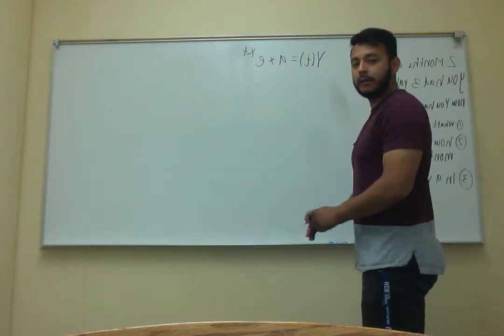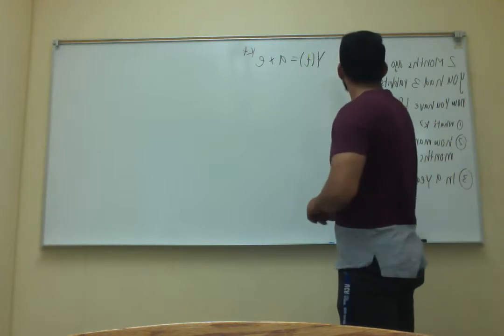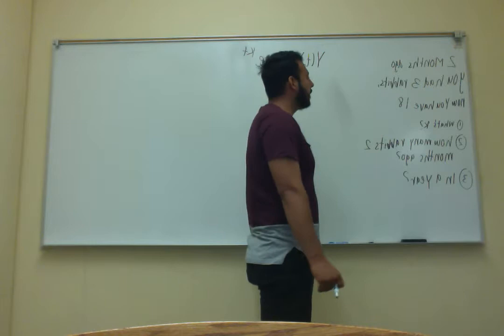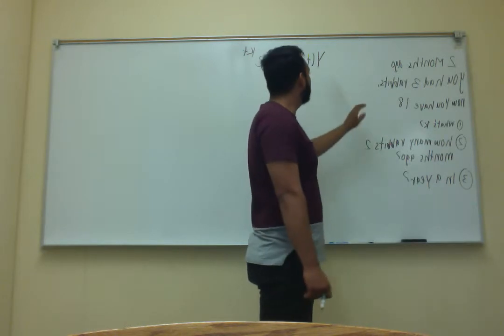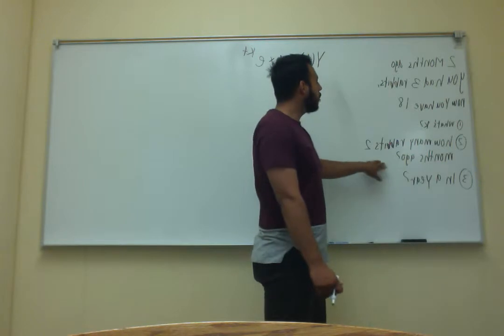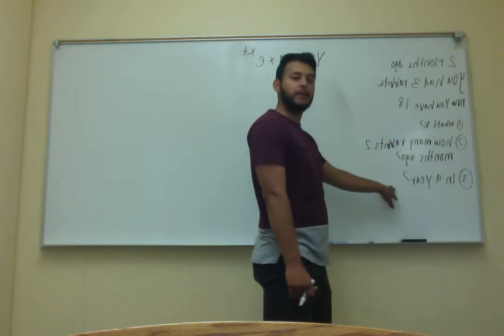Hi, today we'll be solving an exponential growth function. So our question is, 2 months ago we had 3 rabbits and now we have 18. What we're trying to figure out is, what's k, how many rabbits 2 months ago, and how many will we have in a year?